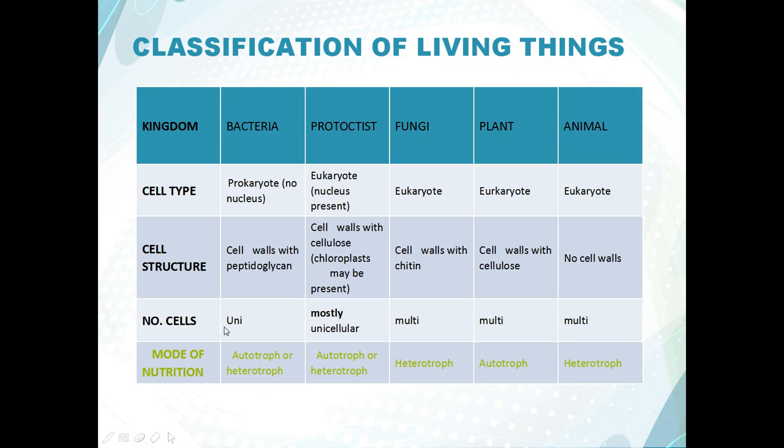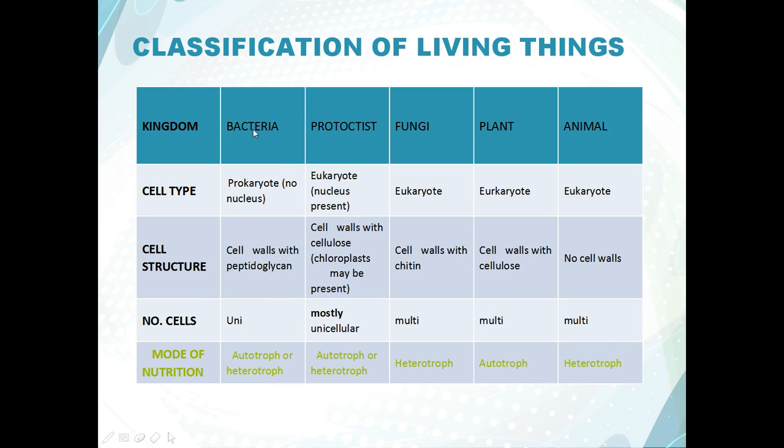So another aspect is how many cells do these organisms in each kingdom have. Some organisms can be unicellular, meaning the whole organism is made of one single cell. So that cell is the organism itself, whereas in most cases, like in animals or plants or fungi, they are multicellular, meaning the organisms are made of millions and millions of cells combined, just like us.